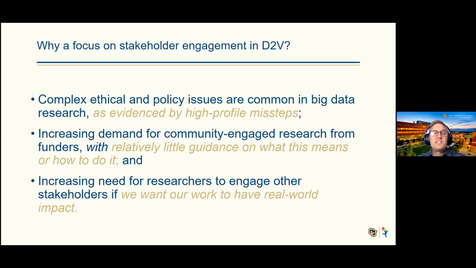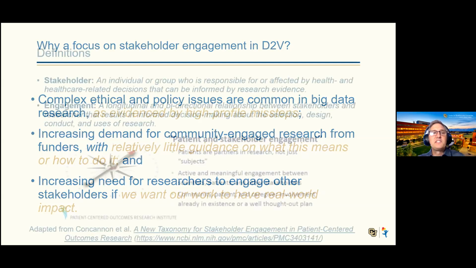And what that means is that there's been a lot of demand for community engaged research in the big data arena, but also in pragmatic trials, and yet relatively little guidance on what exactly it means to do community engaged research or how specifically to do it. So those are sort of the top level. And then the third thing is, if we actually want our work to have real world impact, then we're going to need to bring other stakeholders into the research that we do in the health sciences.